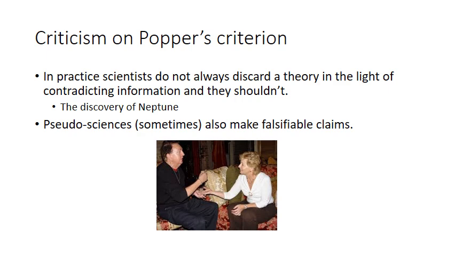And against Popper's criterion, there has been some important criticism. And the first one, and this is actually an important criticism, is that in practice, scientists do not always, in fact rarely, discard a theory in the light of contradicting information. Now that is one thing, but more importantly, they shouldn't always discard a theory in the light of contradicting information. And a good example of that is the discovery of Neptune.